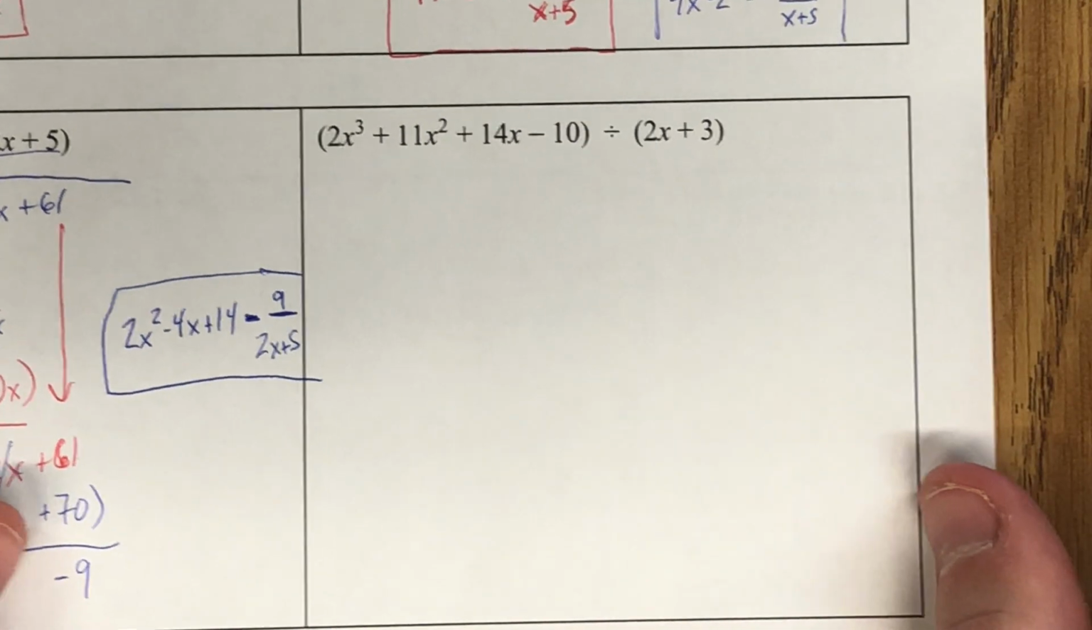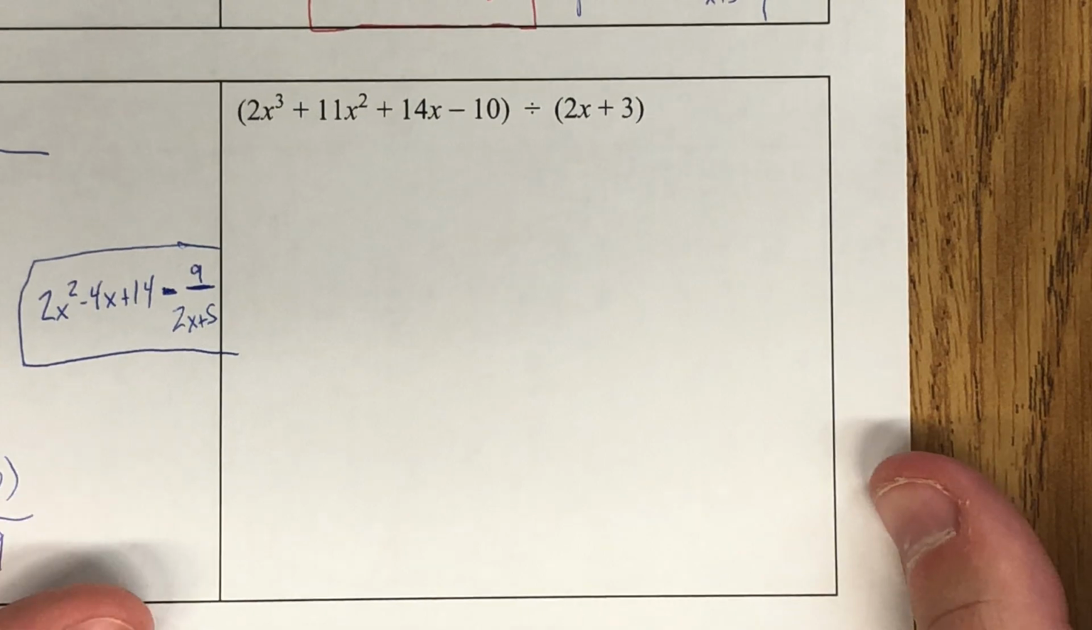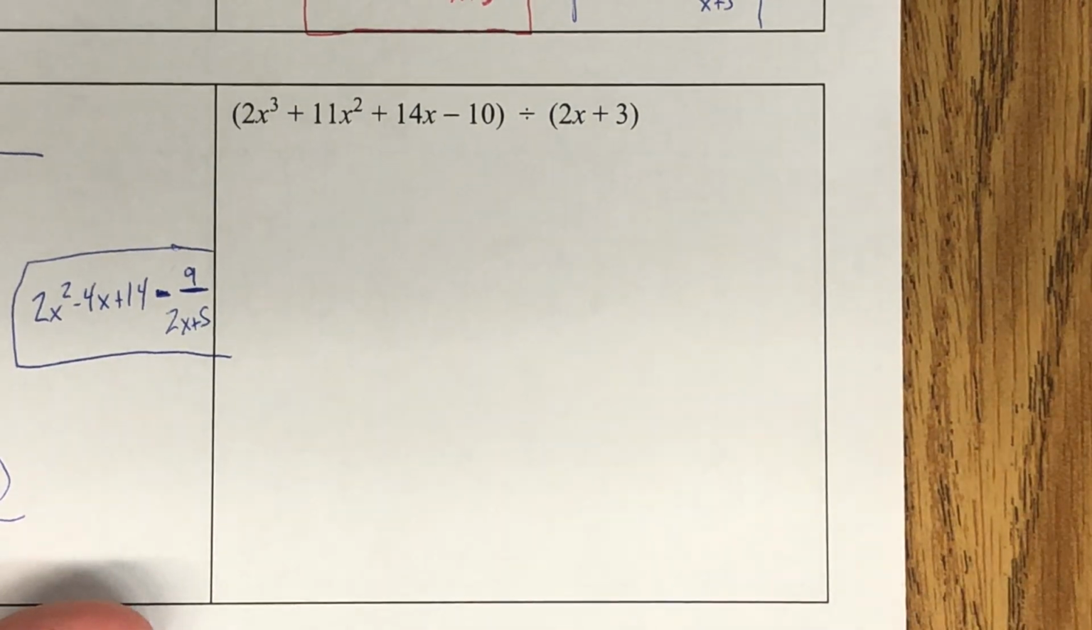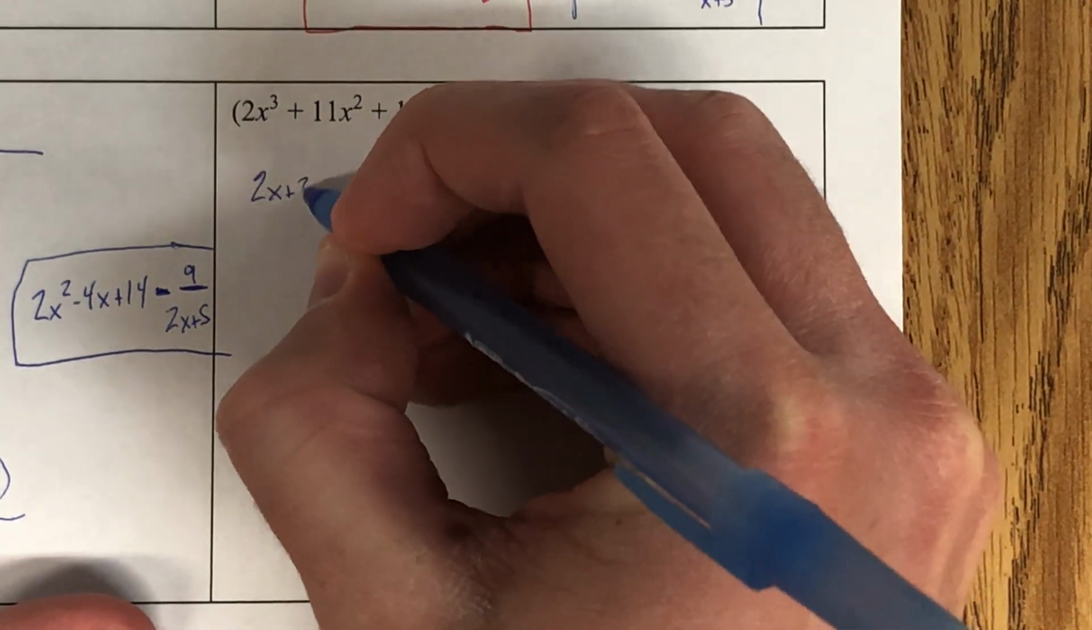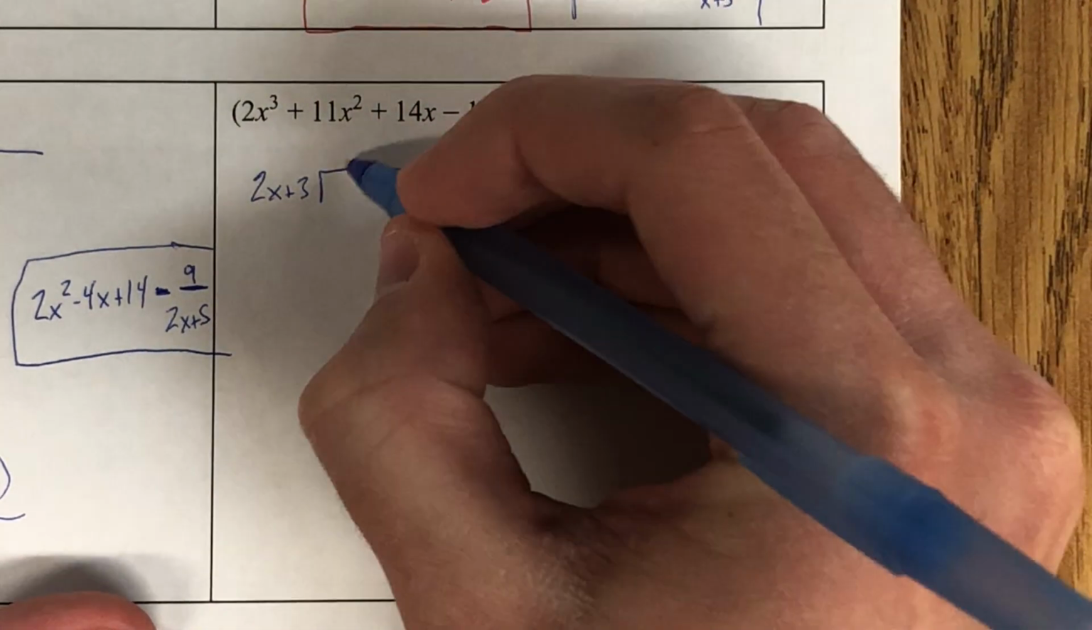All right, here's your next one. Please try this on your own. Pause the video, give it a go. Okay, we're back. So we're dividing by 2x plus 3.